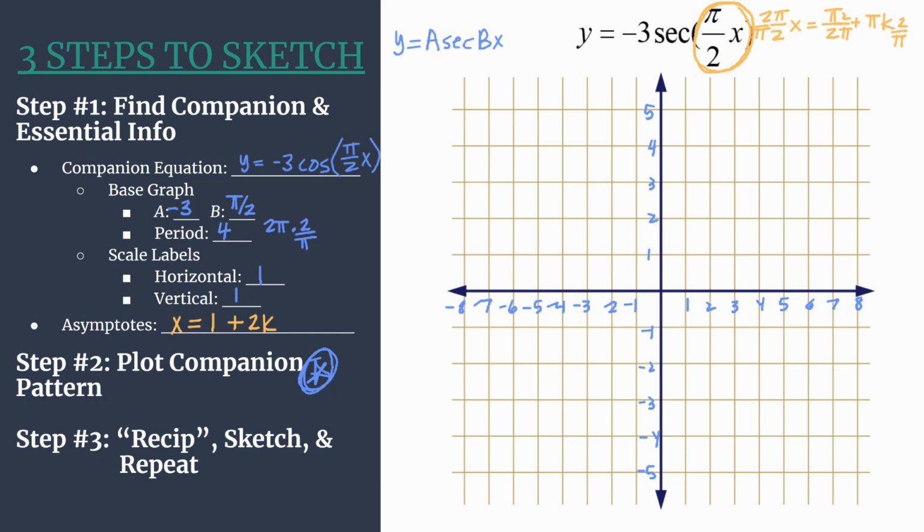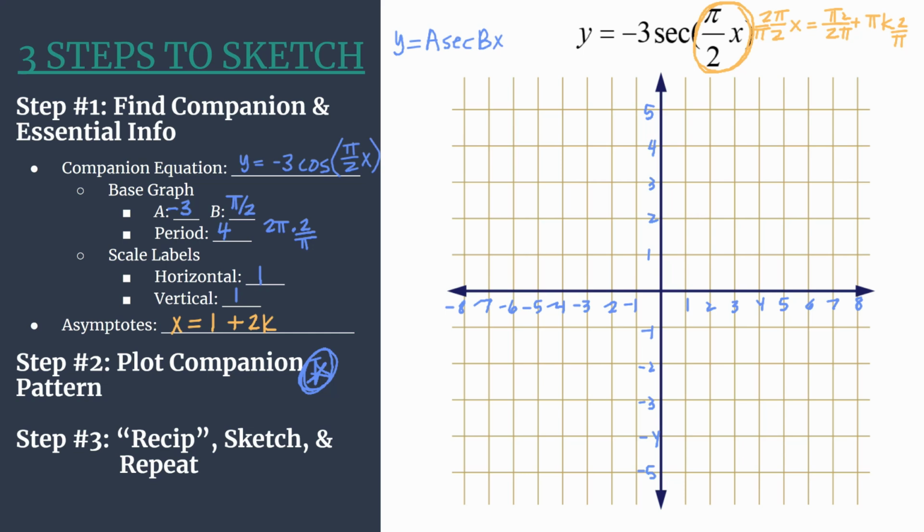Play around with it a little bit. K is 0 gives you an asymptote at x equals 1, whereas k is 1 gives you an asymptote at x equals 3. Let k be -1, you see that you should have an asymptote at x equals -1. So it's really nice. I like to go ahead and find this asymptotes equation at the beginning when I'm still doing all my analysis so that I can use it when I check my final equation and graph at the end.